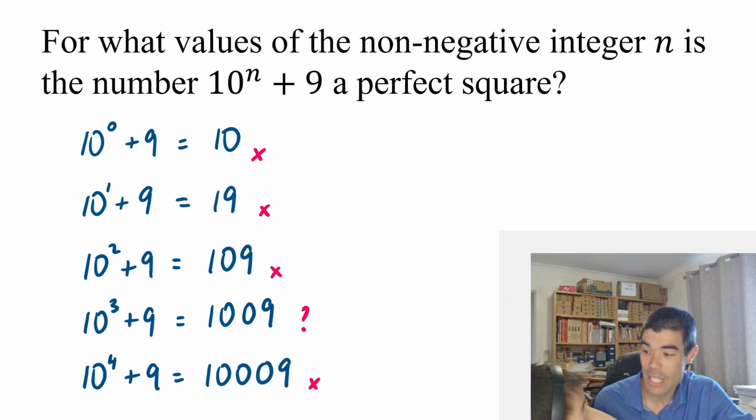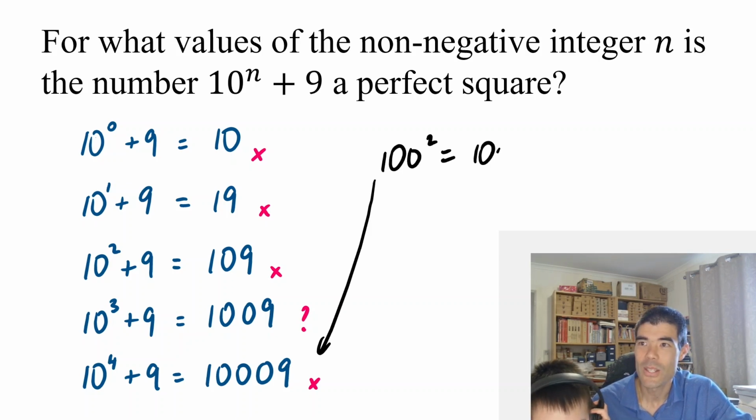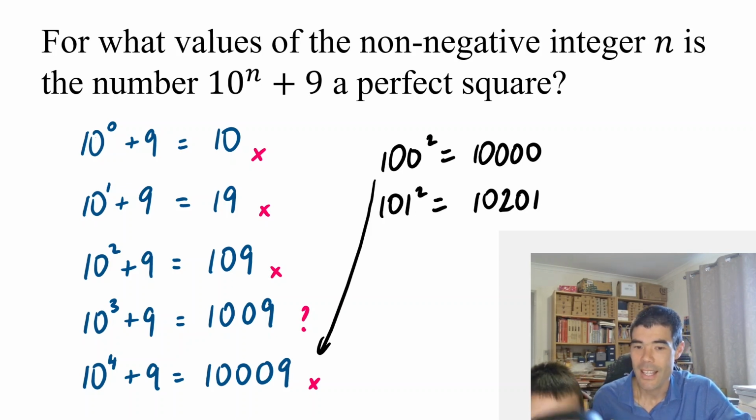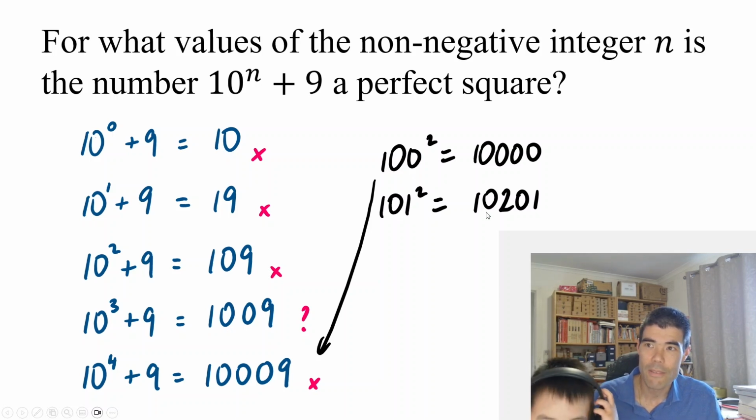Let's look at the next one, 10 to the power of 4 plus 9. That's not a perfect square, because 10,000 is a perfect square. 10,000 is 100 squared, and the next perfect square after 100 squared is 101 squared. That's definitely going to be bigger than 10,009. There are no perfect squares between 100 squared and 101 squared, so it's not a perfect square.